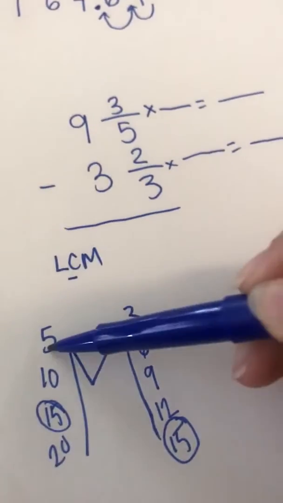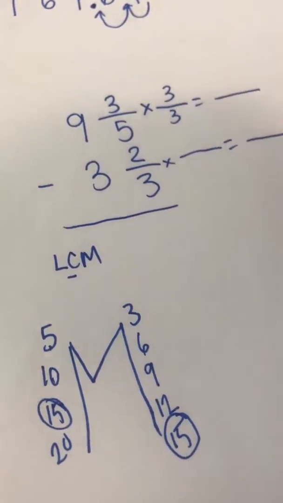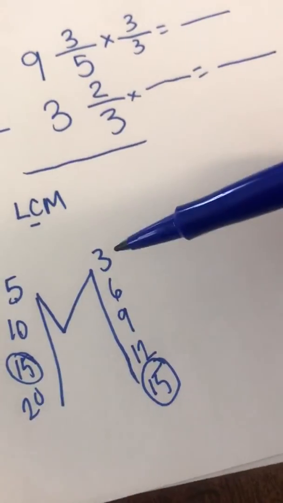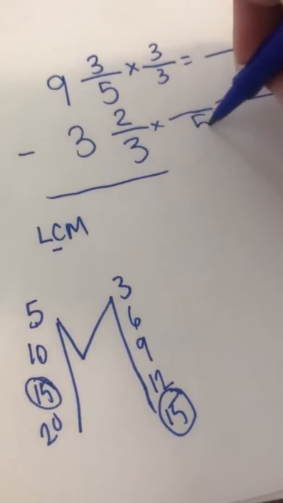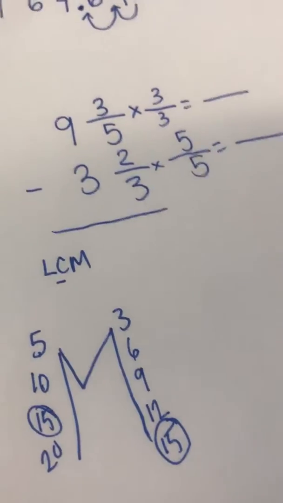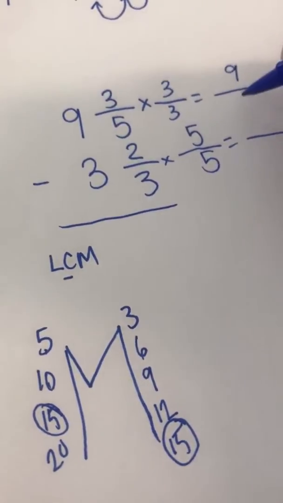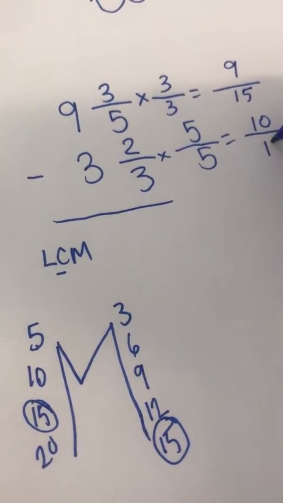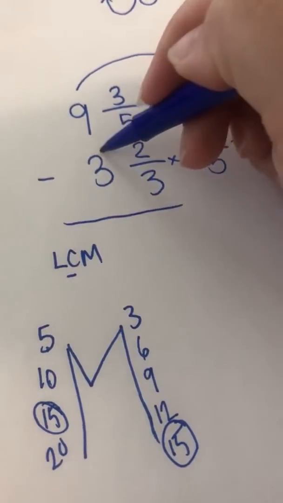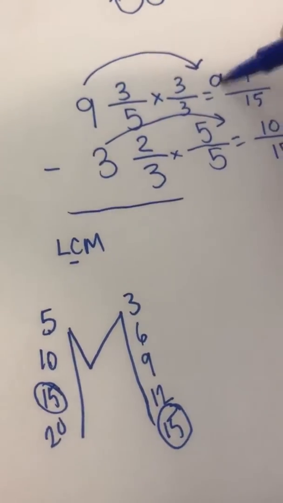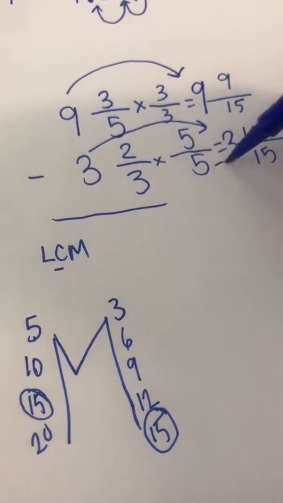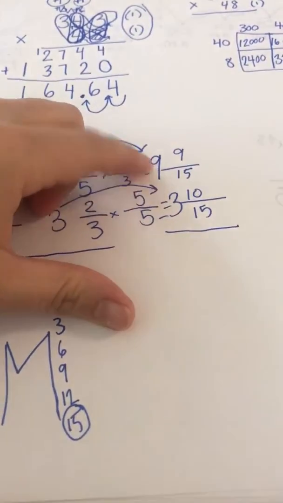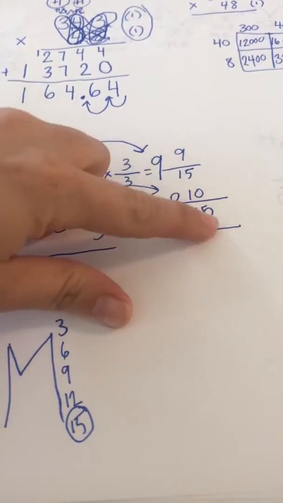So 5 times 1, 2, 3 is 15. Don't forget to do the numerator and change the numerator along with your denominator. 3 times 1, 2, 3, 4, 5 is 15. Again, don't forget to change the numerator. So 3 times 3 is 9, and 5 times 3 is 15. 2 times 5 is 10, and 3 times 5 is 15. Remember, our whole number is just hanging out over here. We didn't change our whole numbers. And then it looks like I'm ready to subtract because now I have 9 and 9/15 and 3 and 10/15.